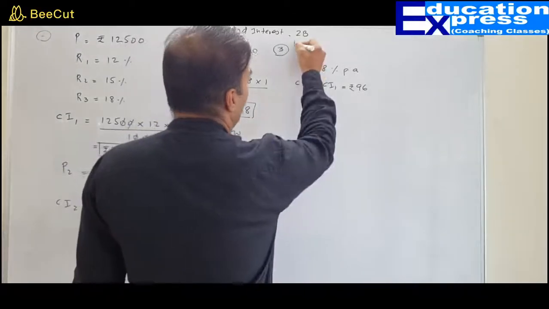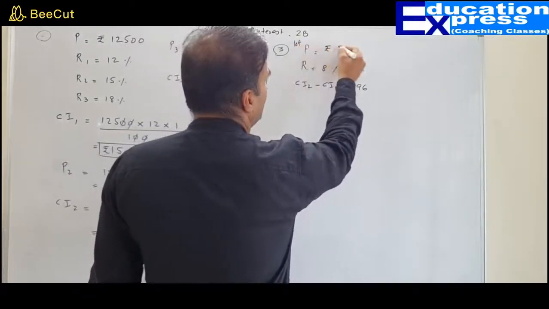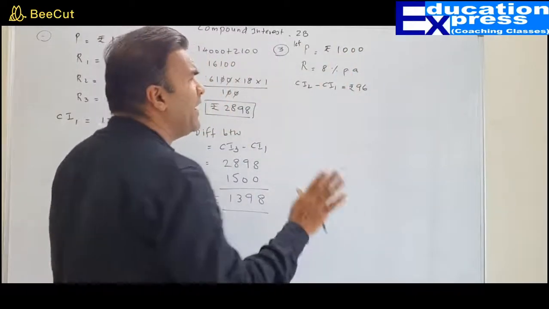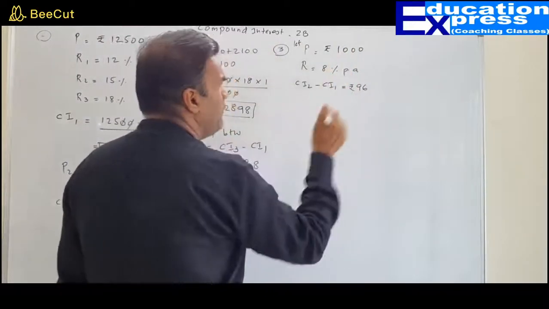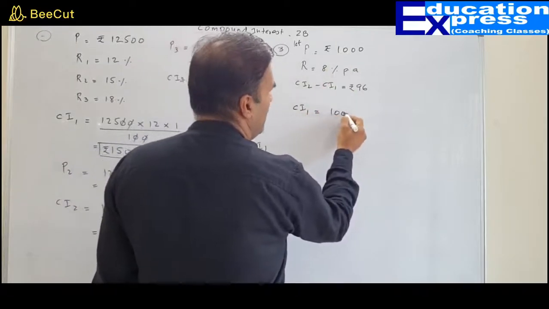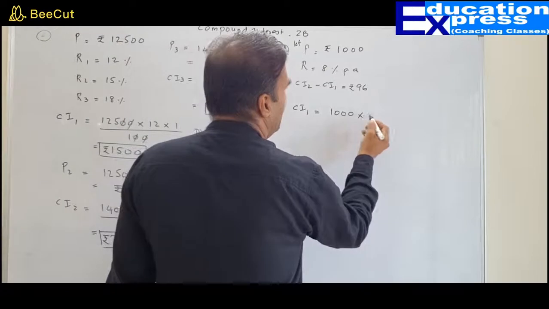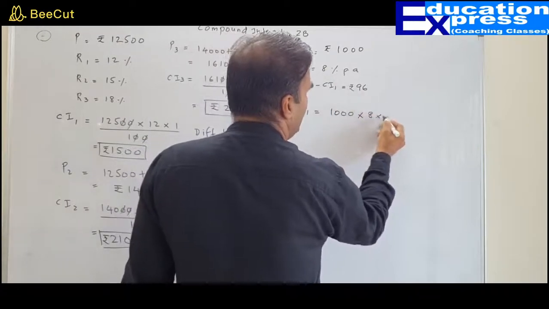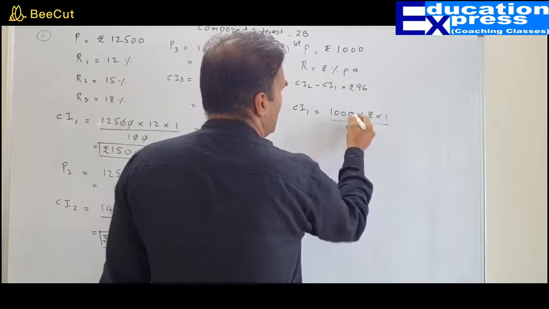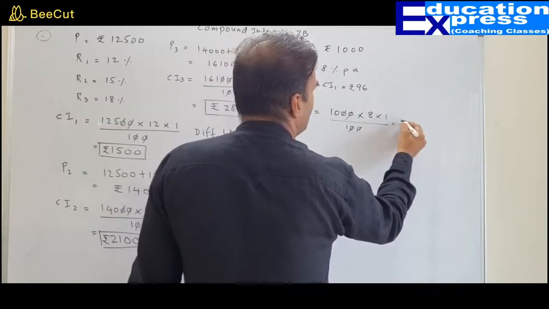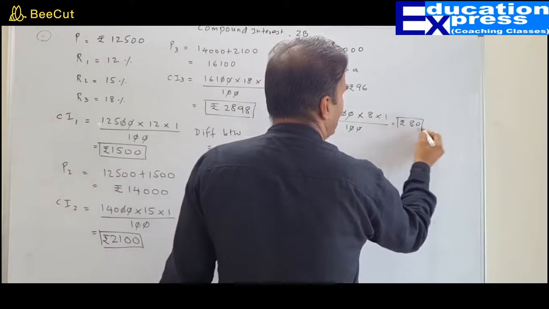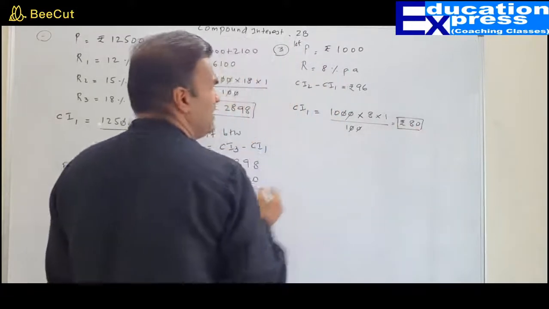So let my principal be rupees 1000. Now I simply have to find out what is the compound interest for first year. So compound interest for first year on 1000 would be 1000 multiplied by rate is 8% for 1 year. How much will that come up to? Sir, it's going to be rupees 80. Agreed? That means the compound interest for first year would be rupees 80.